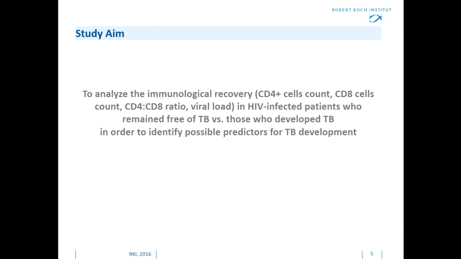So we want a new approach, a predictor for TB development. For this reason, we analyze the immunological recovery in HIV-infected patients, and we compare patients who remain free from tuberculosis with patients who developed tuberculosis during follow-up. By immunological recovery, we mean the trajectory, or what some literature calls the growth dynamic, of CD4 cell count, CD8 cell count, CD4-CD8 ratio, and viral load.